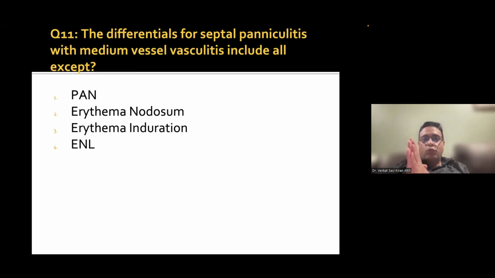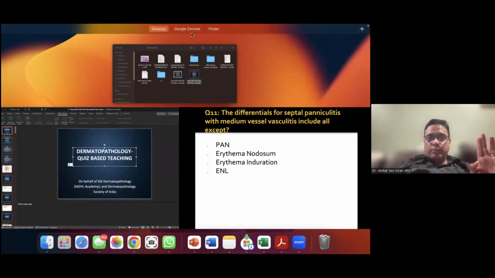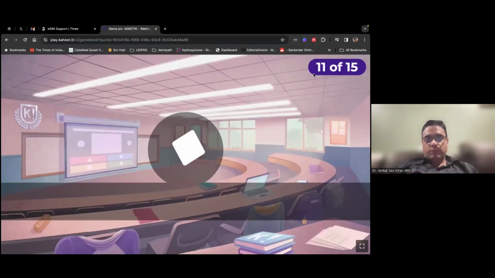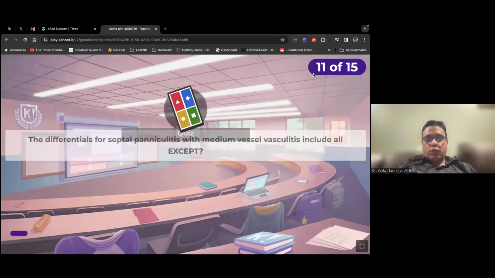Okay. Which of these, and it's a multiple choice question, there can be multiple answers. Please rephrase the question. Which of the following options is not a septal panniculitis associated with a medium vessel vasculitis? Let's go to Kahoot. I think I've chosen the options according to that particular phrasing of the question. And you can choose multiple.